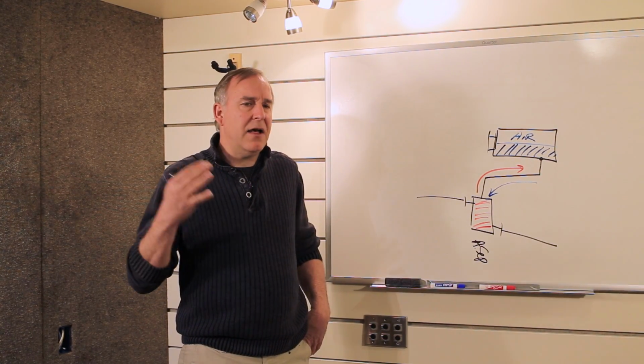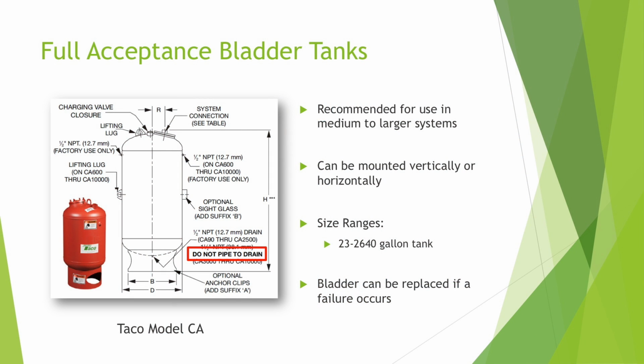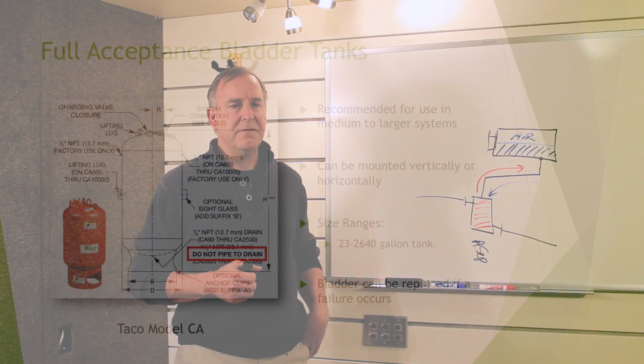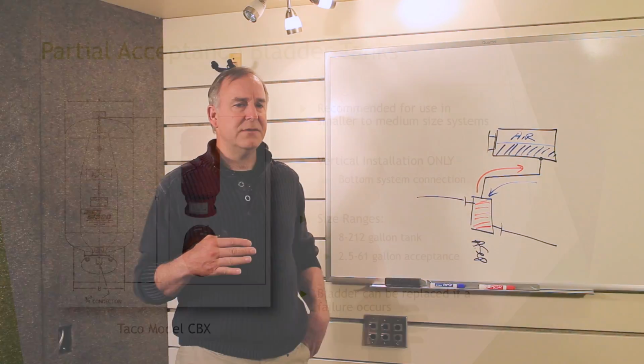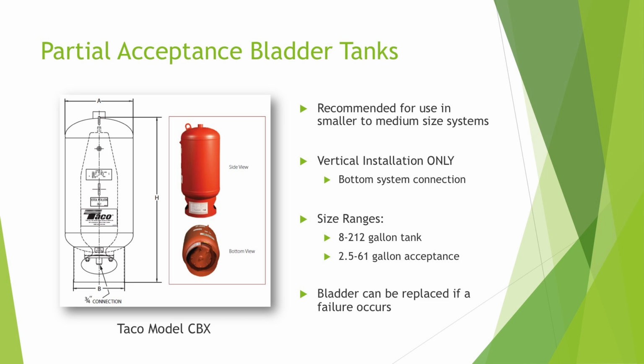Now the rules of thumb that we have for these tanks are that if you have a tank that's 80 gallons or more, we typically recommend that you go with a full acceptance bladder. And that would be for TACO, a CA style tank. If you have a system between 80 and 20 gallons, we recommend that middle tank. That's the CBX style TACO tank.